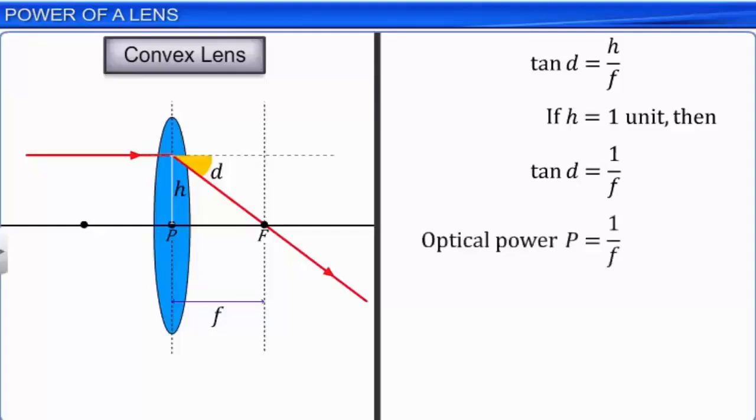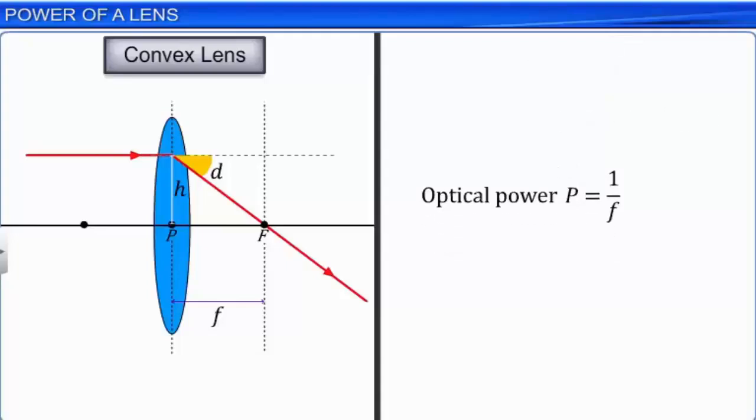The SI unit of optical power of a lens is dioptre and is indicated by D. Power of lens is 1 dioptre if its focal length is 1 meter.